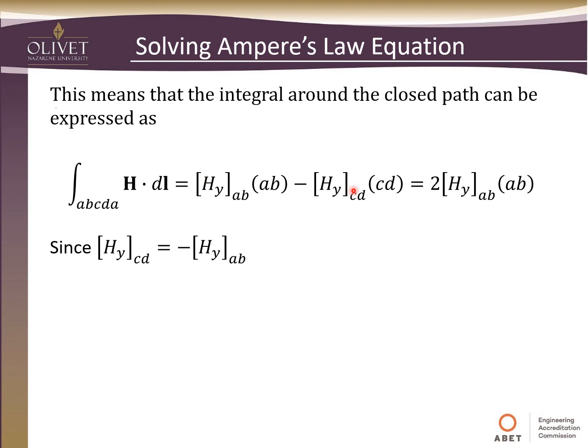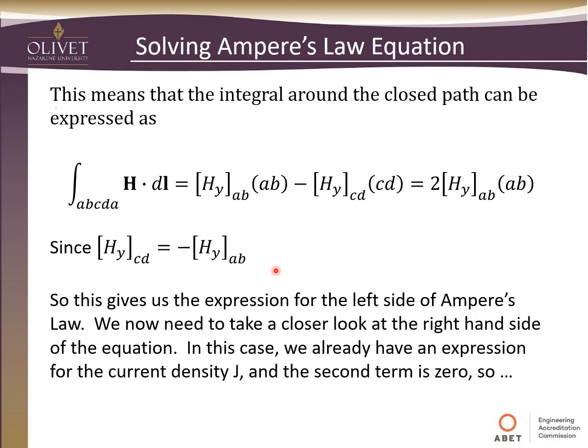We have the difference of these two terms, but because one of these is negative, that makes it a positive. So we can say it's essentially 2 H_Y AB times AB, because H_Y CD is equal to the negative of H_Y AB, and their magnitude should be the same because it's an infinite current sheet. This gives us the expression for the left side of Ampere's law.